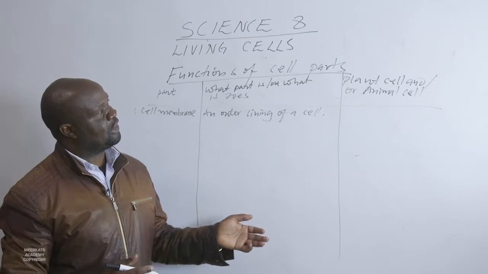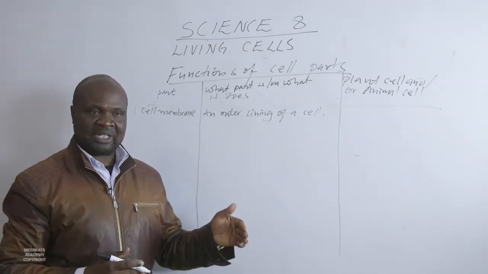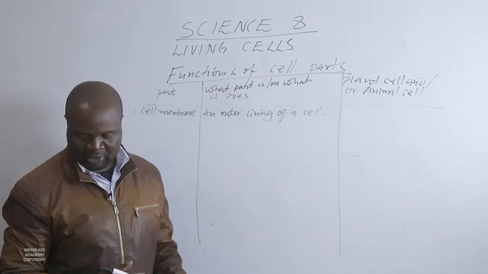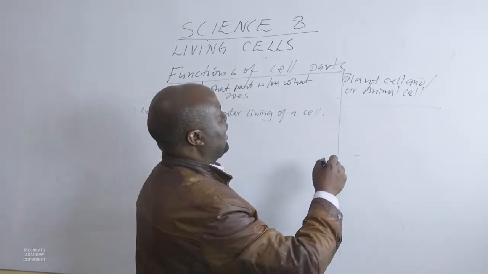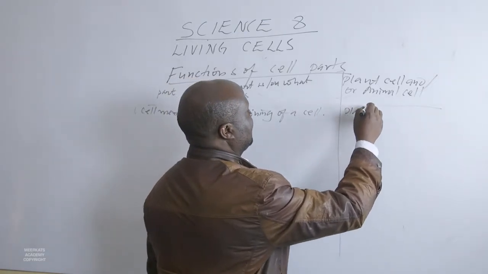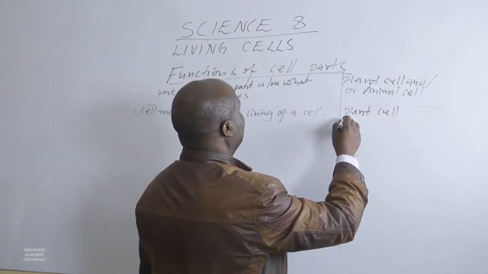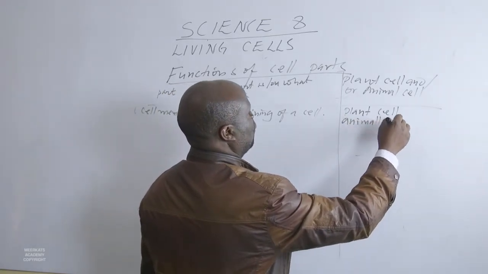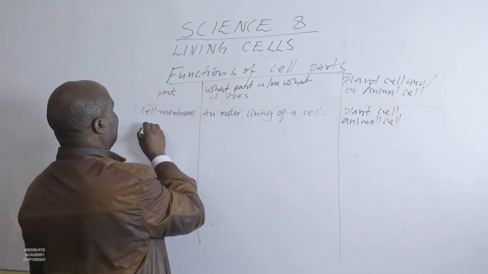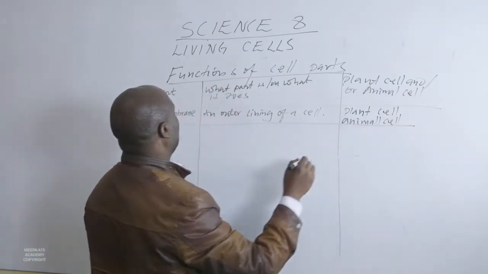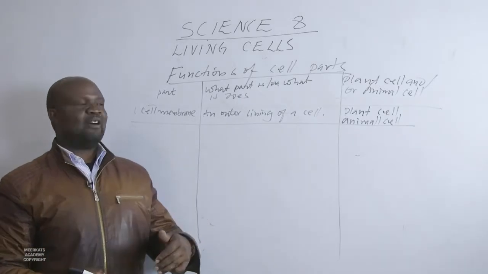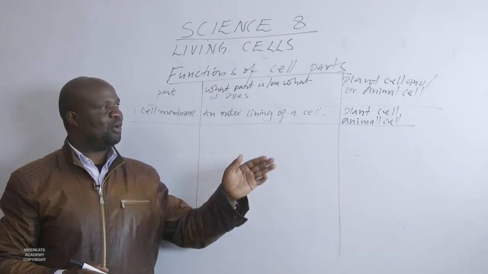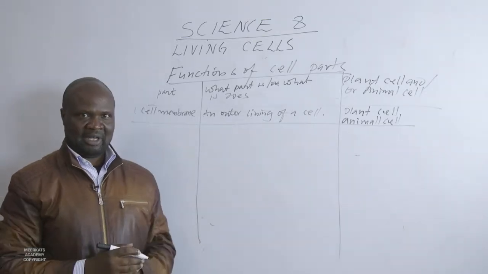Then we want to know, is it present within plant cell? Is it present within animal cell, or is it present in both? So we can see it is within plant cell and animal cell. So we are saying cell membrane is available in both plant and animal cells. This structure is present among them.